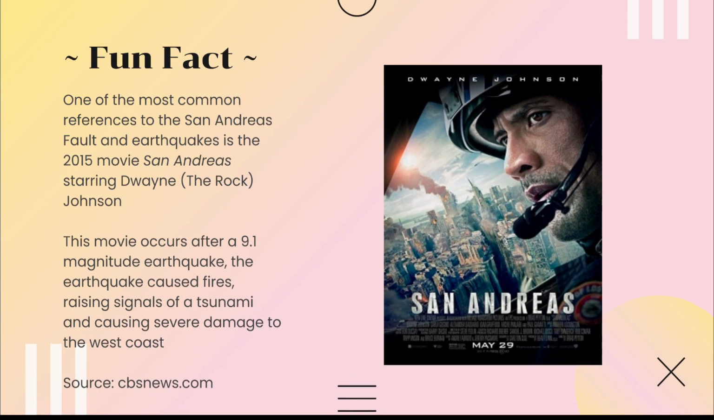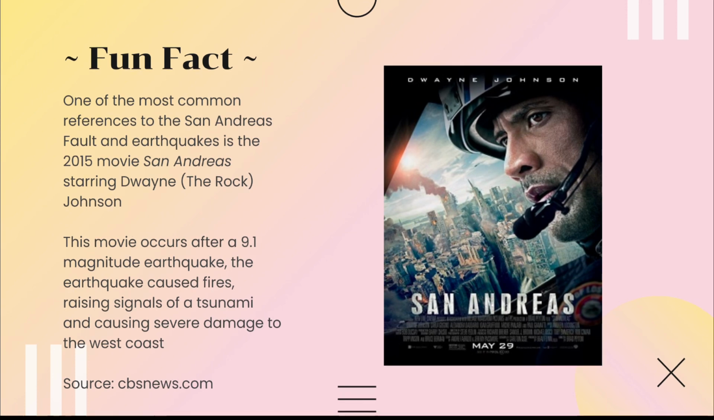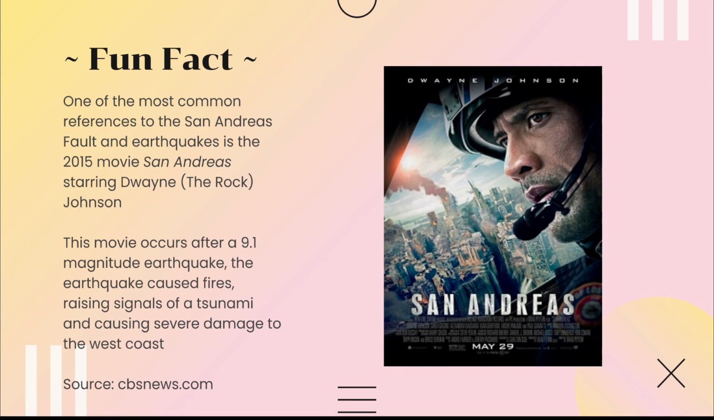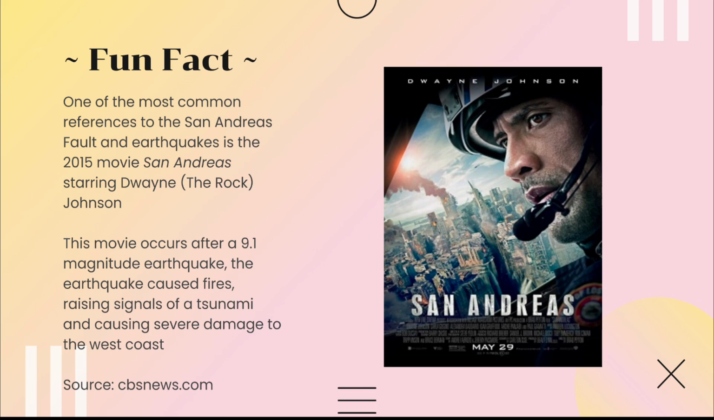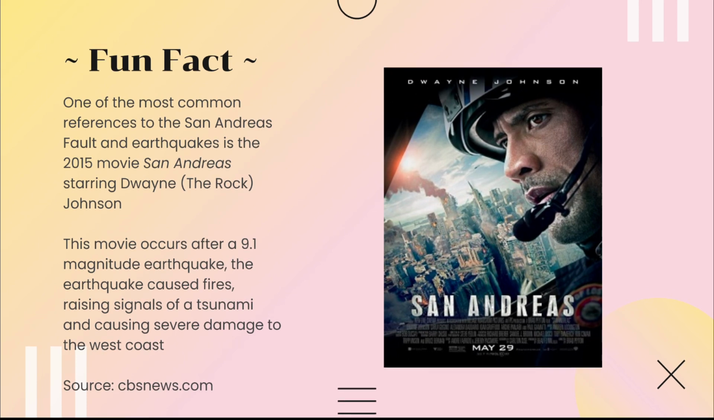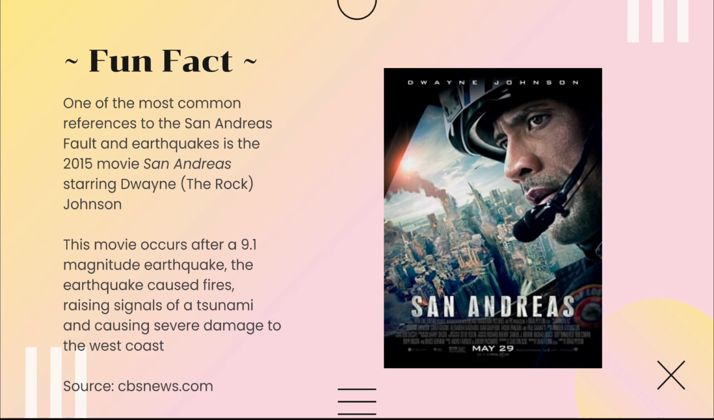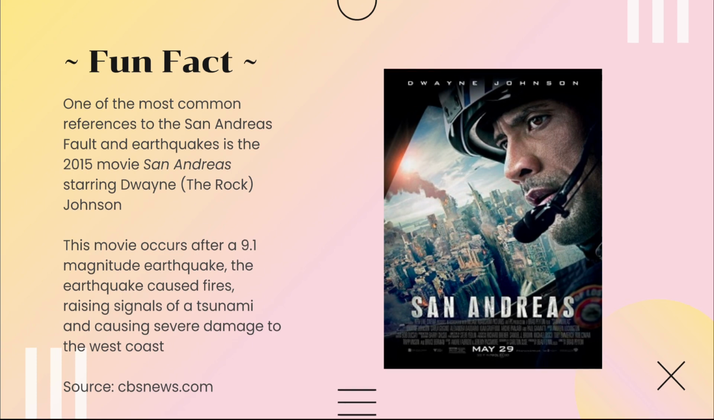Not soon after the 9.1 earthquake follows an aftershock of a 9.6 magnitude earthquake, becoming one of the largest recorded earthquakes in history. Not only that, but the earthquake causes signs of a tsunami and many structural damages to the West Coast in Los Angeles and San Francisco. If you have not seen this movie, I highly recommend it.